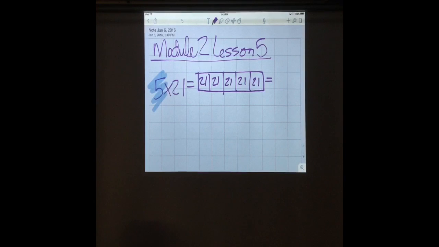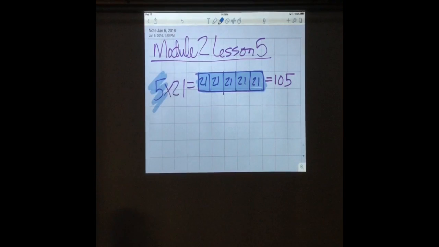Well, 5 times 1 is? 5. And 5 times 2 is? 10. So it's 105 total, right? And that was what we called our, what is it called? Tape diagram, right. Now we're going to move on to the area model, okay?